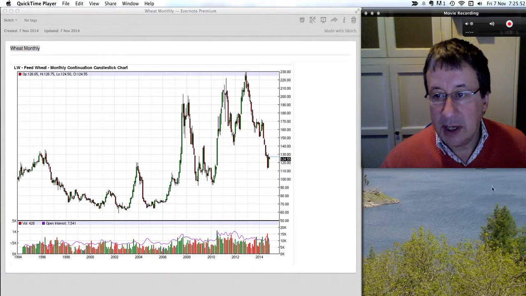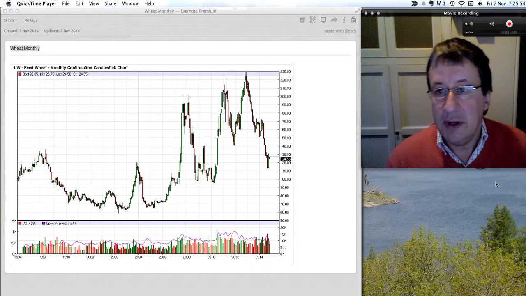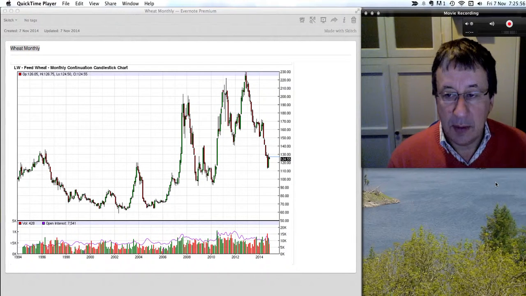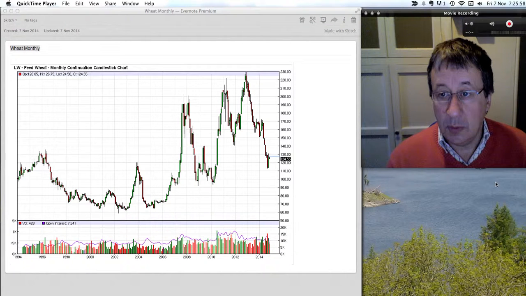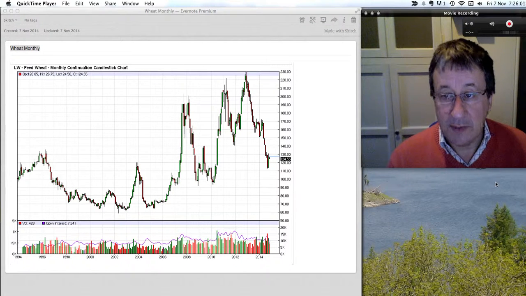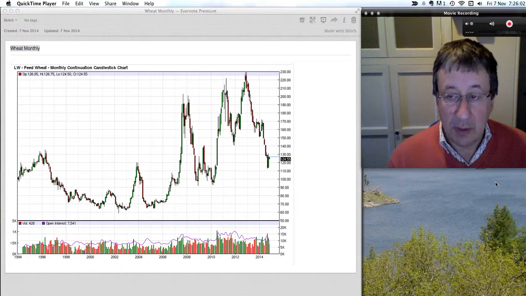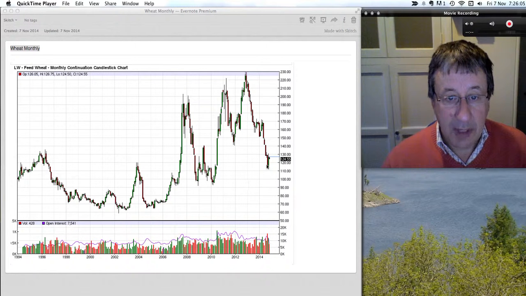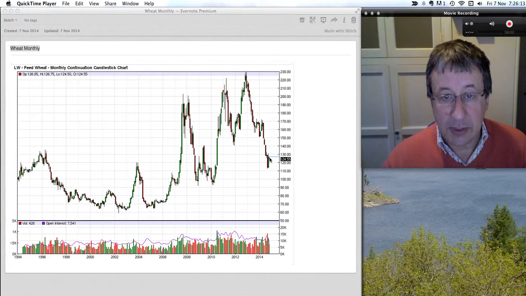Week look. Today is Friday 7th of November, 7:25 in the morning, so pre-market open. And as usual, we're looking at the May contract 2015 UK wheat, and we've got the monthly chart in front of us. Red candle here, September, October, obviously the recovery, and we're opening here below the close of October.